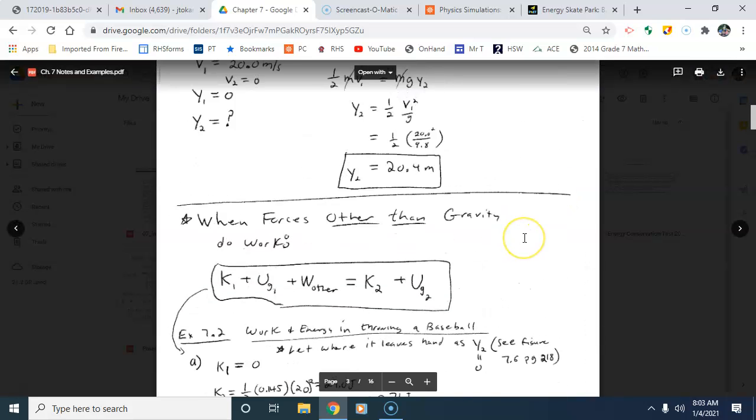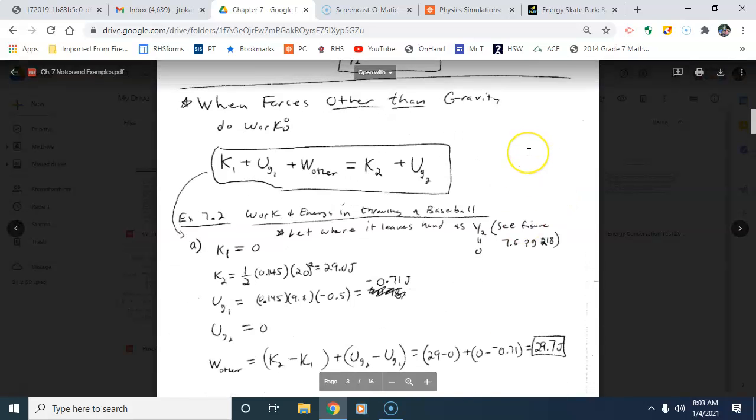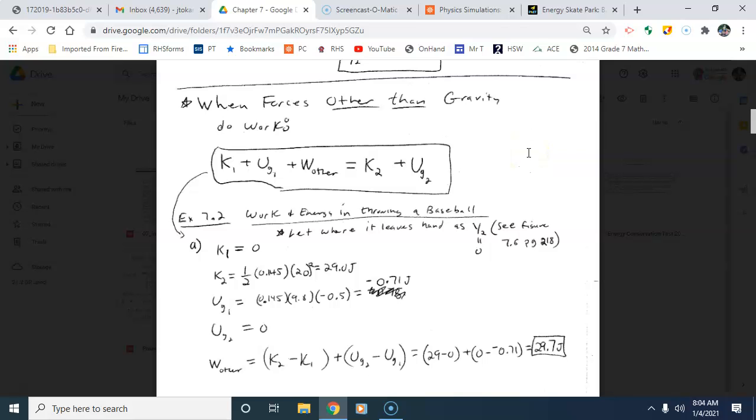Okay, now if you say, well, hey, we don't always have a closed system. More often than not, there are forces working against us, especially friction, right? Air resistance, stuff like that. Well, that doesn't mean we totally toss this conservation law out the window. We just have to consider it.